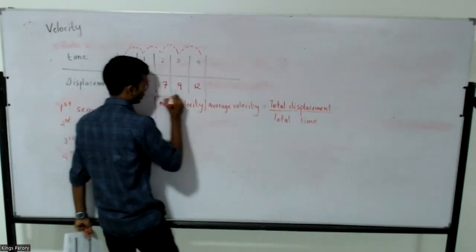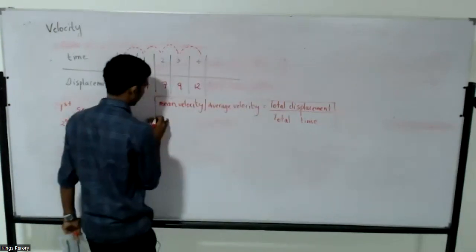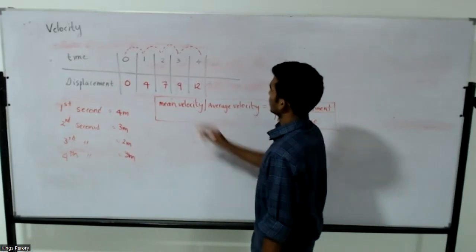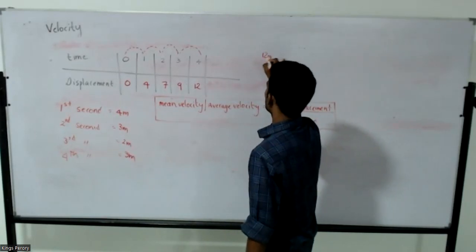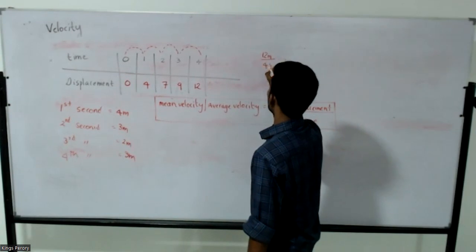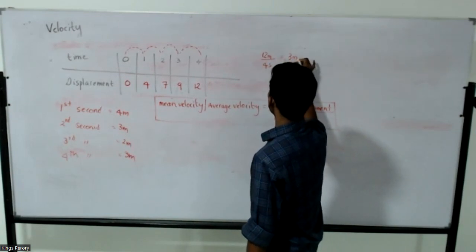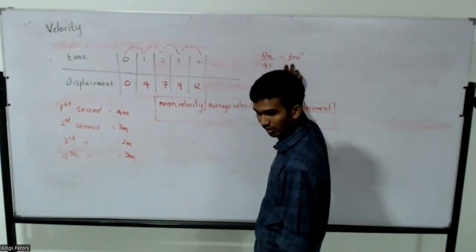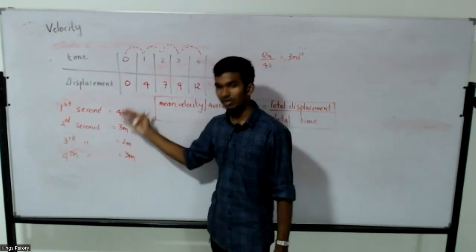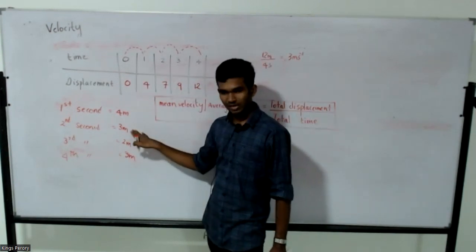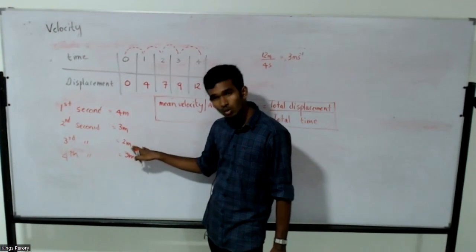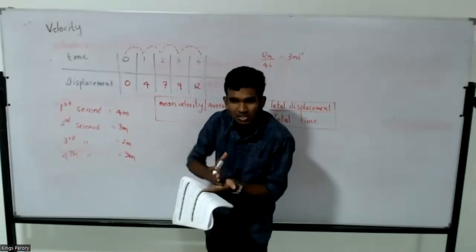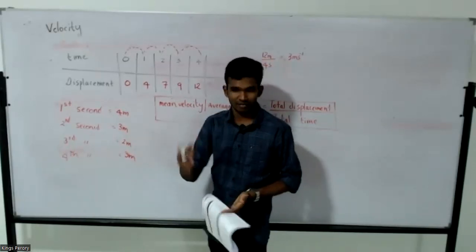Clear? Understood? Then tell me, in this motion, what's the mean velocity? What's the total displacement? 12 meters. What's the total time? 4 seconds. What's the mean velocity? 3 meters per second. That means every 1 second it is traveling 3 meters. Did it actually travel like that? No. First second it is traveling 4 meters. Second second it is traveling 3 meters. Third second it is traveling 2 meters. Fourth second it is traveling 3 meters. So it's almost near the average velocity, but not exactly the average velocity.